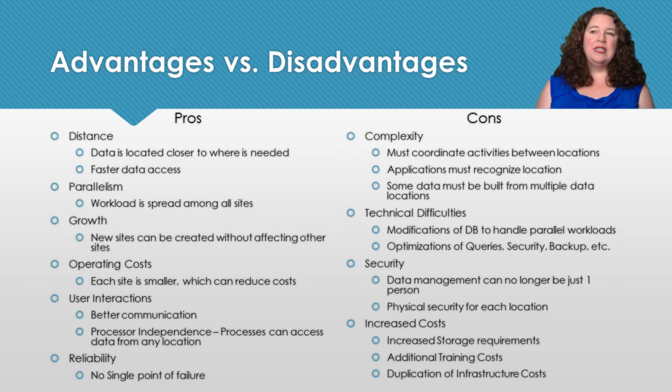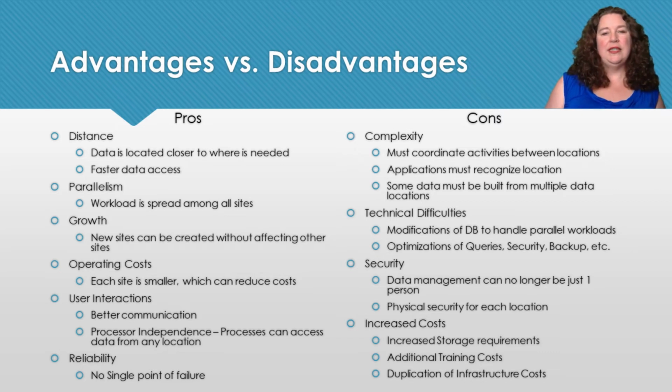And some data may be built from different locations, which means access time might be delayed because I'm waiting for information from a different location. If I put all of my customer information in one location and all of my employee information in another location, and I have to get data from both, my time might actually be slower in that case because it does have to get data from multiple locations.